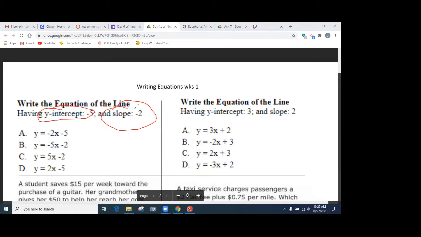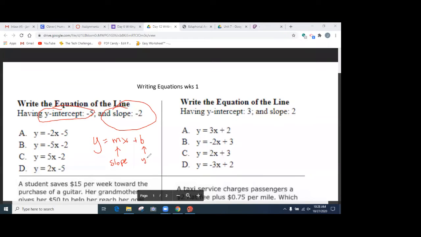Now, they try to trick you here. Does anybody know how they try to trick you? It's really smart what they do here. They switch these two and they put y-intercept first. So a lot of kids, because they see the -5 first, want to put the -5 first right there. Is that where -5 goes? No. Remember y equals mx plus b. The m is the slope and the b is the y-intercept.